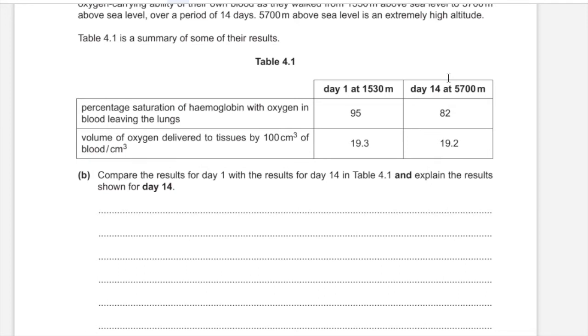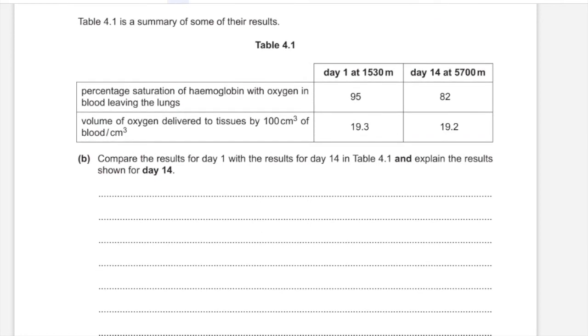the number of red blood cells produced increases to compensate for the loss, and this leads to a greater number of red blood cells in every 100 cubic centimeters of blood. And as you can see, the volume of oxygen delivered to tissues by 100 cm cubed of blood does not change much. It's only a difference of 0.1 cm cubed. That's because in the same volume of blood at higher altitudes, the number of red blood cells increases. And although the percentage saturation of red blood cells decreases, the increase in number of red blood cells makes up for it, and therefore the oxygen supplied to the tissues remains almost the same.